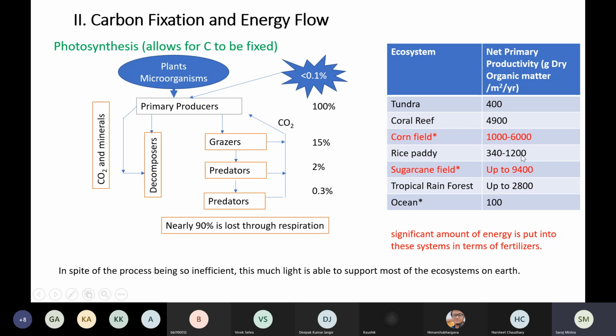Now you may say, why don't you call them very high? But you see, in these two, a significant amount of energy is put into these systems in terms of fertilizers. You are adding a lot of nitrogen, you are adding a lot of phosphorus into the system. So even if productivity is very high, you have to put in a lot into it to get that number.